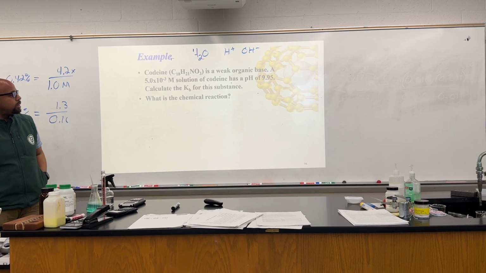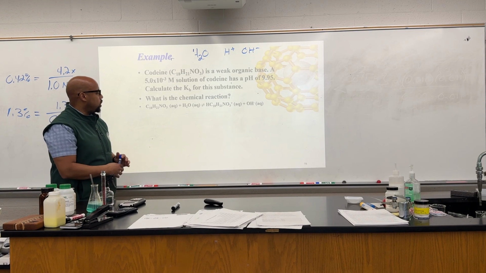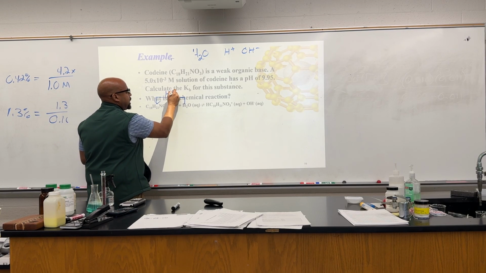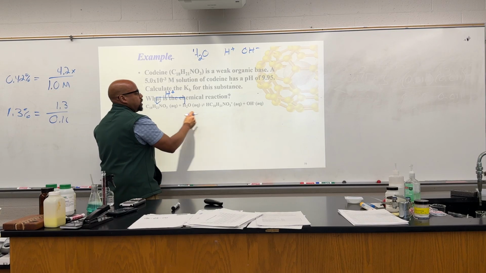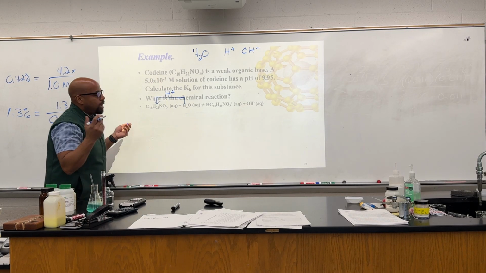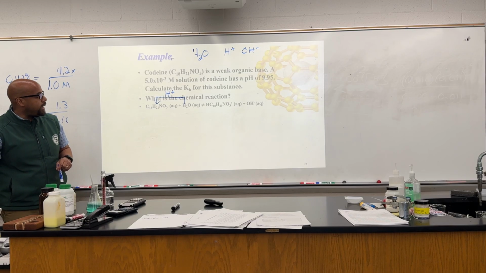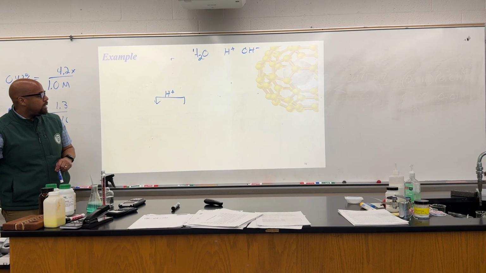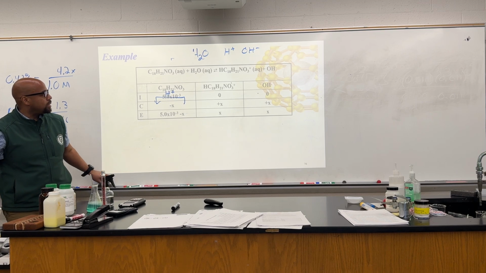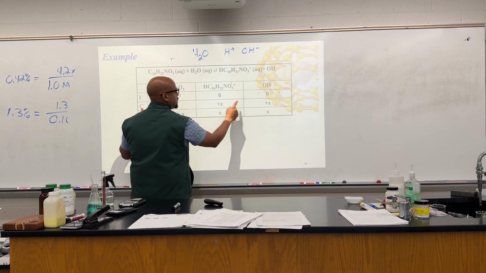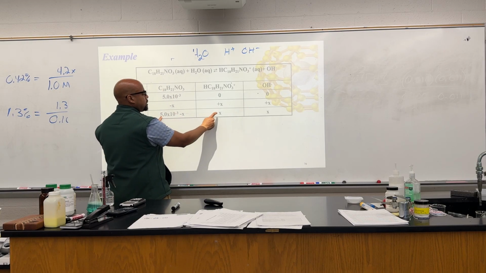Shouldn't be a problem. The first thing I'm going to do is write the actual equilibrium. For codeine, just like I showed you before, take the H off of the water and deposit it onto the codeine. You've got your hydroxide right here. I'm pretty much done here, because all I'm going to do is fill in my ICE grid. When I fill in my ICE grid, you're going to get something that looks like this. Initial concentration 0, 0, minus X, plus X, plus X, and I've got my X here.